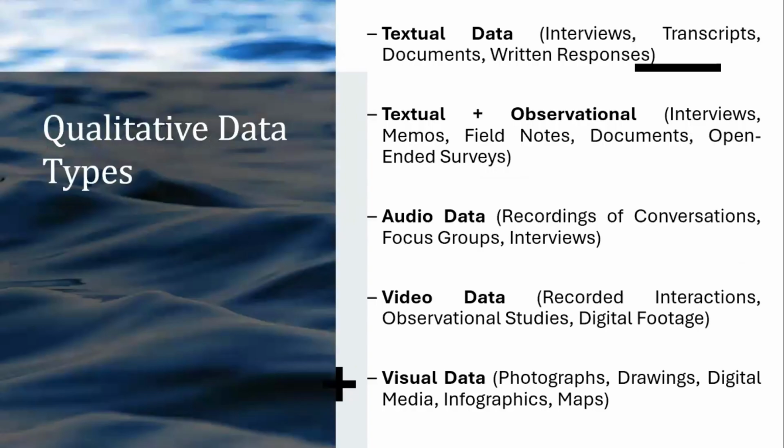Now, what are the different types of data you can collect in a qualitative study? You can collect textual data: interview transcripts, documents, written responses, all of that. You can also do textual and observational data. You can conduct interviews, you can use memos, field notes, documents, and open-ended questions. You can also do audio data, for example, recordings of conversations, focus groups, or interviews, or even recorded music, musical lyrics. Is that okay? Musical lyrics.